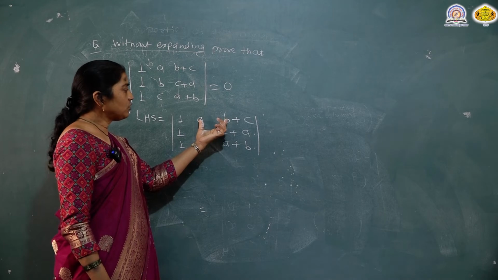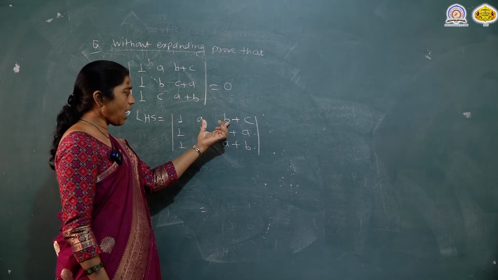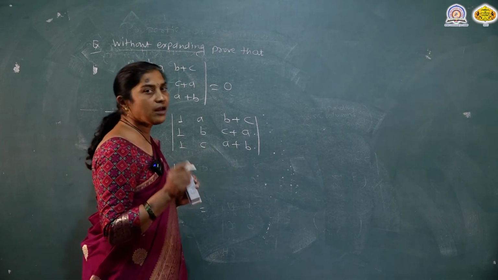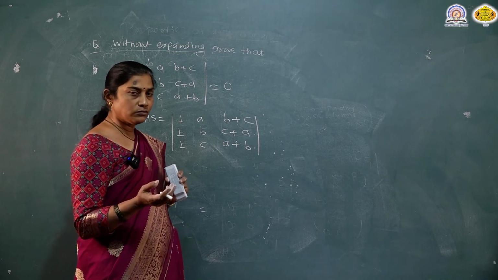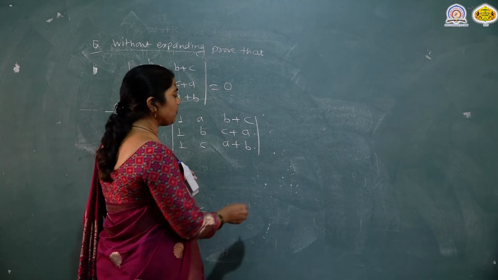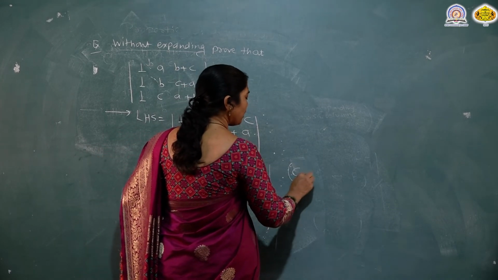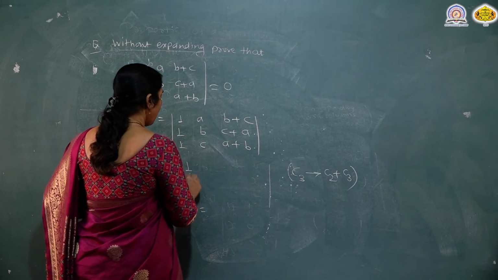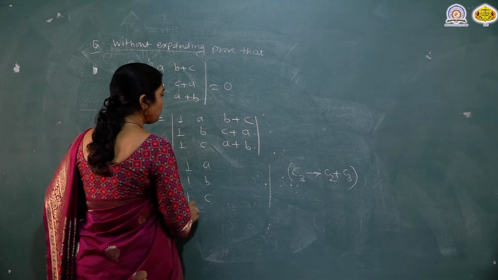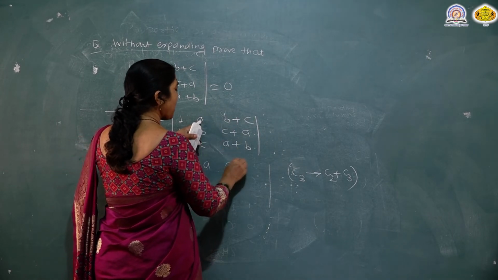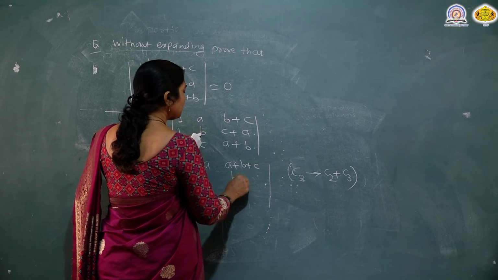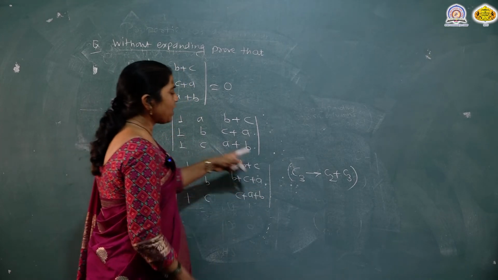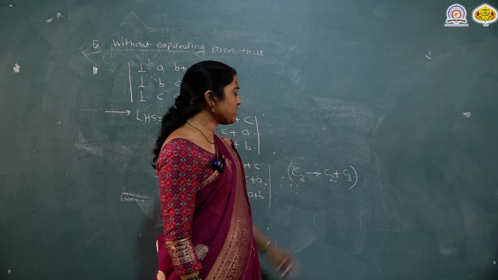Now I will change column C3 to C2 plus C3. We know that if you add k multiples of any column to another column, the value of the determinant remains unchanged. So I am doing the operation C3 becomes C2 plus C3. So the third column only gets changed and it becomes the addition of these. So it is A plus B plus C, B plus C plus A and C plus A plus B, because we are changing C3 to C2 plus C3.